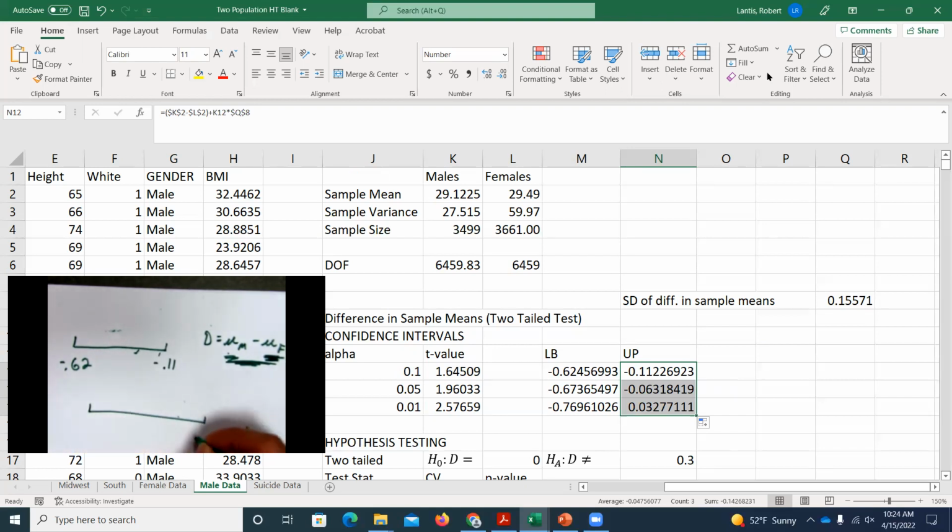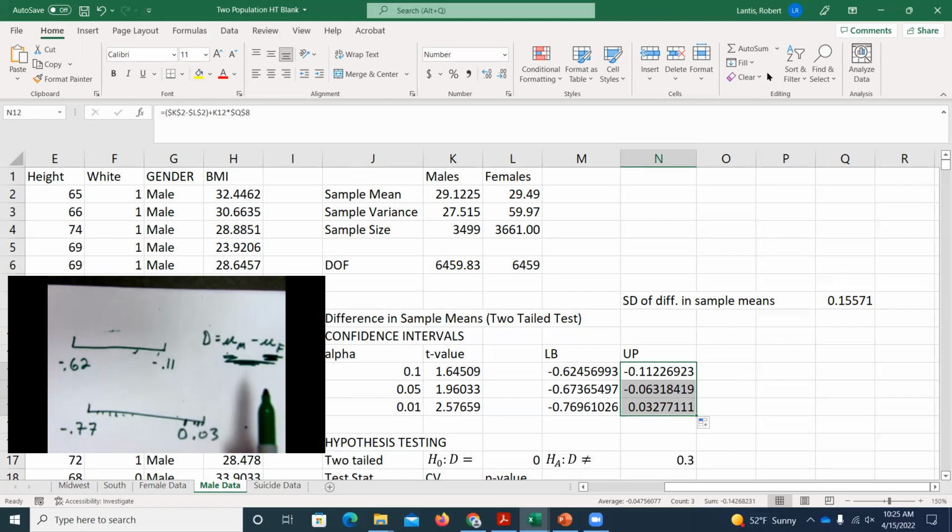However, notice if I go out to 99% confidence level, well, now I've got mostly negative values, but the true difference could be positive. In fact, it even could be 0. In fact, that would mean they're exactly the same. Right? Can't really say one way or the other.